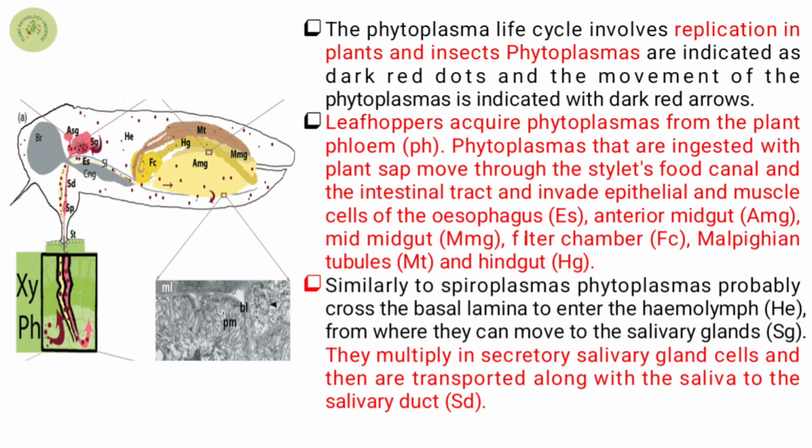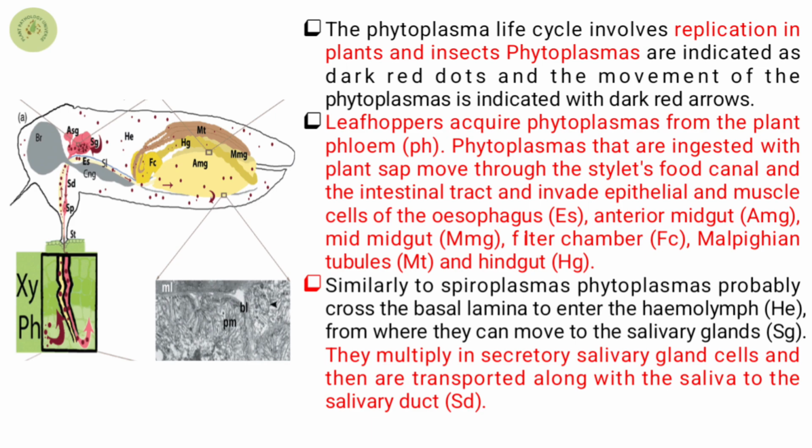Right, now here you can see this is particularly a leafhopper, and here the red dots depict where this particular phytoplasma multiplies, and these arrow areas will represent its movement.